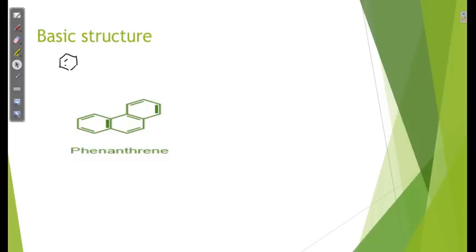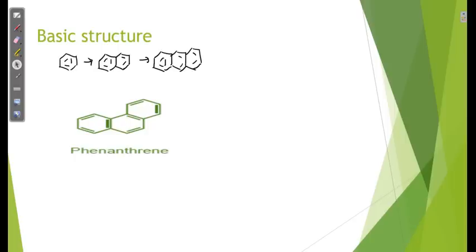So if you see the basic structure, we have benzene. From benzene we get naphthalene. From naphthalene we get anthracene, and from anthracene, with a little rearrangement, we get phenanthrene.